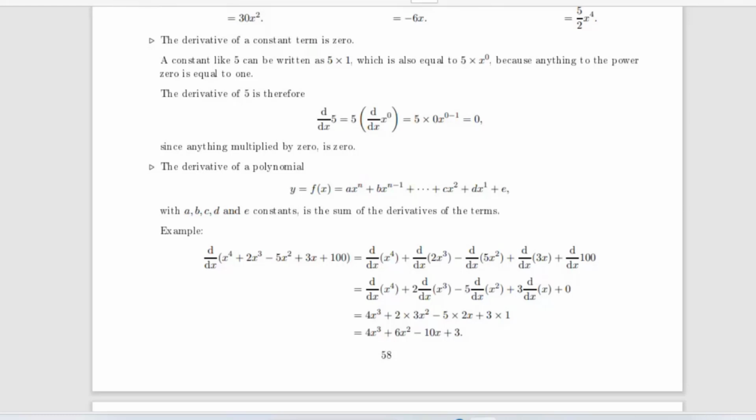Please ask amongst us, anybody, if they all agree that this is the derivative for x to the power 4 plus 2x cubed minus 5x squared plus 3x plus 100. Please ask them if there is anyone who disagrees so that we can explain before we continue. Is there anyone who doesn't understand how we came to the derivative?